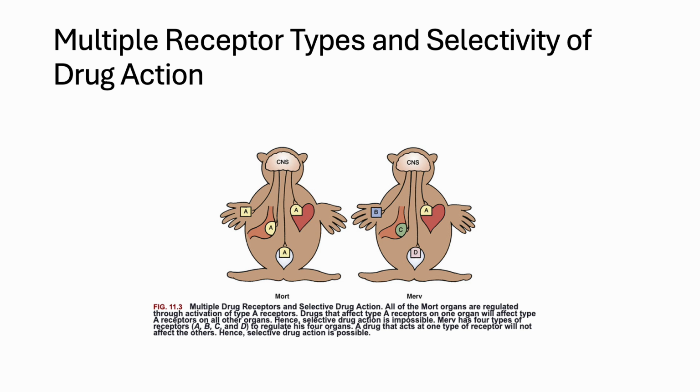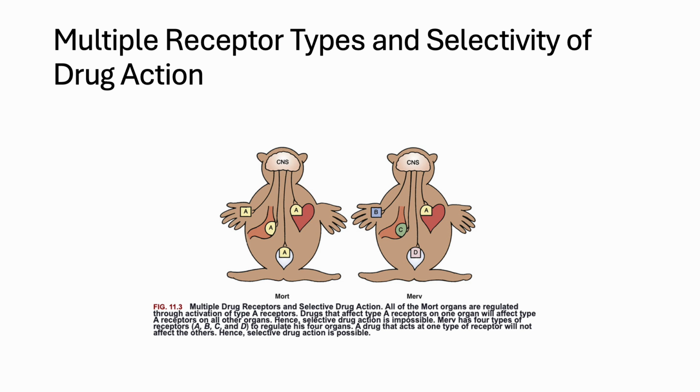So if we have a medication that we're trying to target on receptor A, which is the heart, say he has the same heart condition that Mort had, and we're trying to help regulate that, then it's only going to work on the receptor A of the heart. And we're not going to have the other side effects for his hands, his gut, and his bladder.